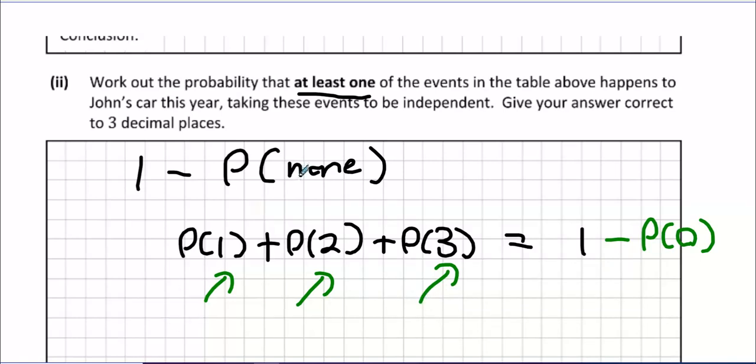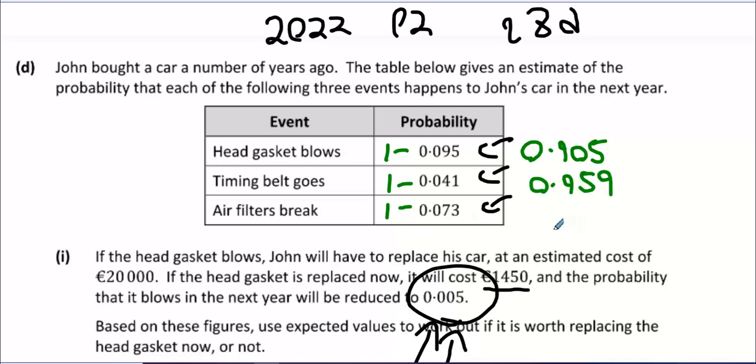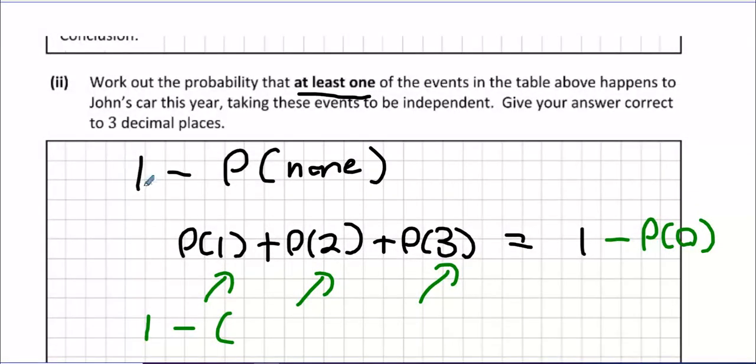Now, how do we get the probability of none of them happening? What's the probability of your head gasket not happening? 0.0905. It's 1 take away that. 1 take away this one. 0.959. And 1 take away this one. 0.927. I'm going to have to multiply the 3 then by each other, okay? To get the probability that none of them happen.